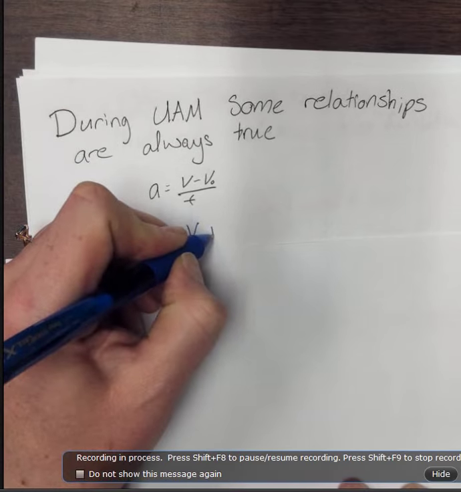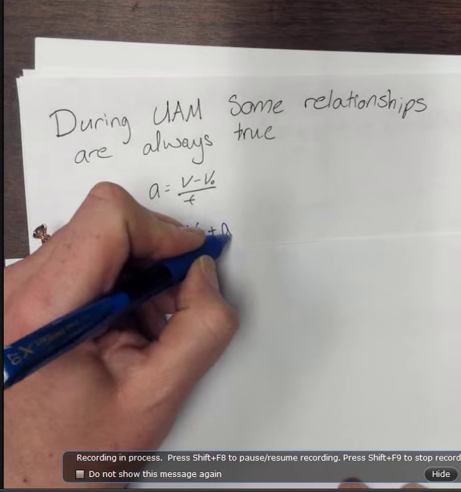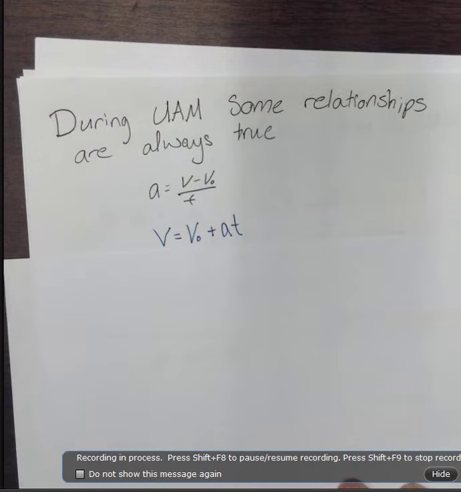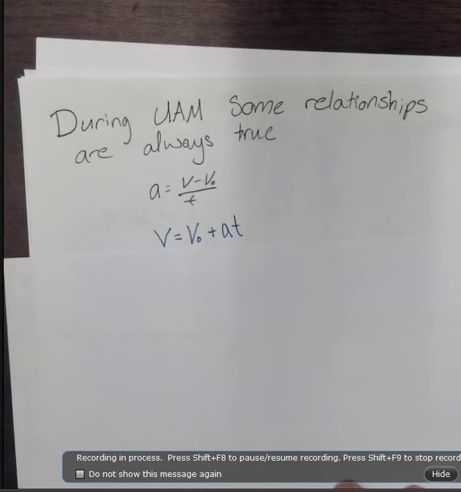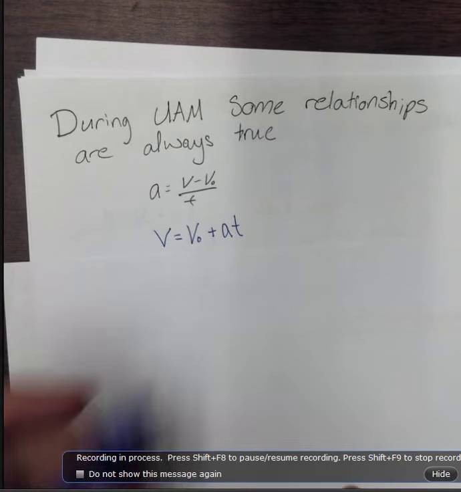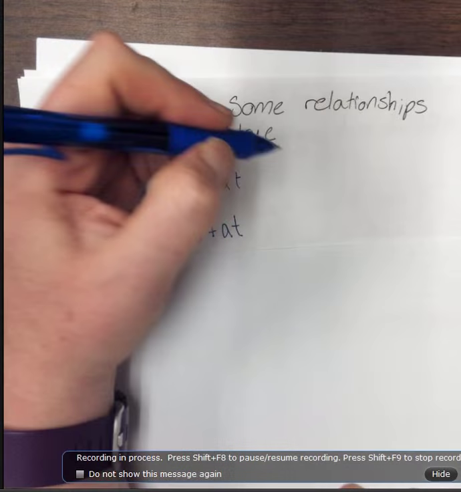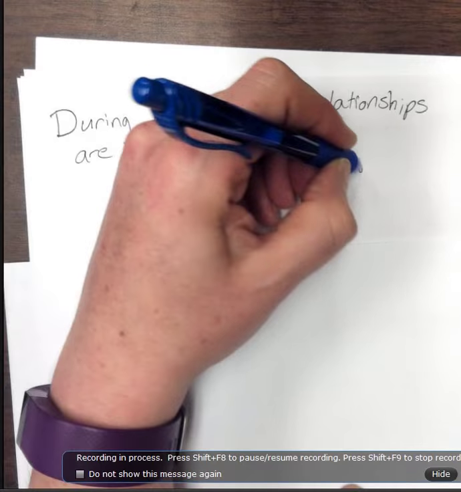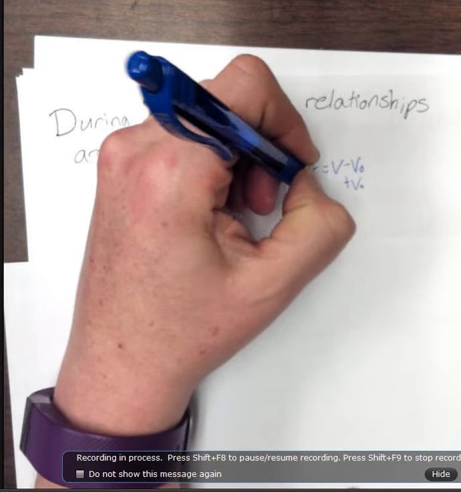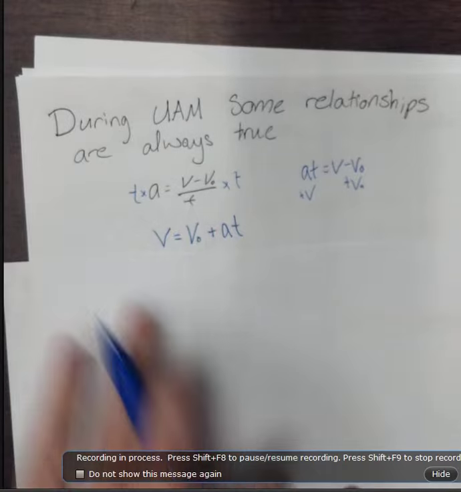plus acceleration times time. So you're probably wondering, how did she do that in her head? Well, I'm going to be honest, I knew this equation, but what I did is I multiplied both sides times time, and then I got at equals v minus v naught, added v naught to both sides, rearranged the equation, and there it is.